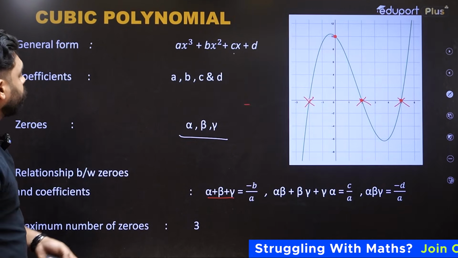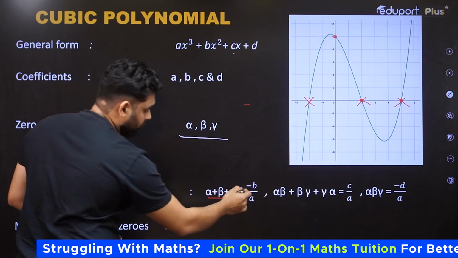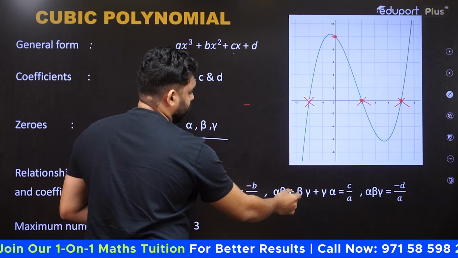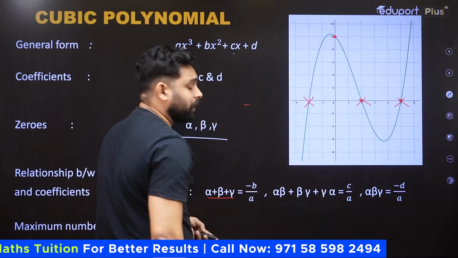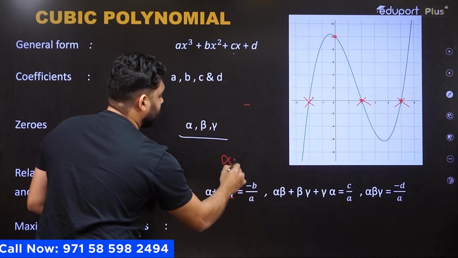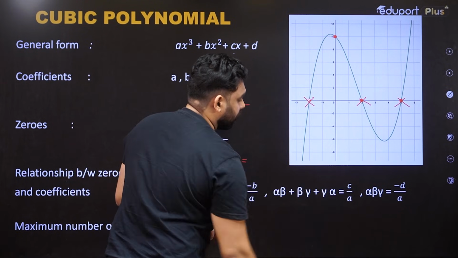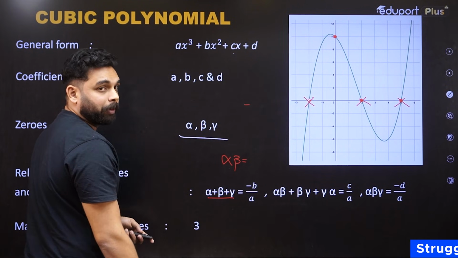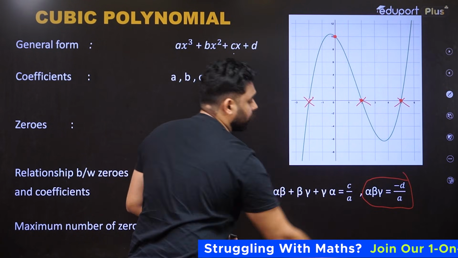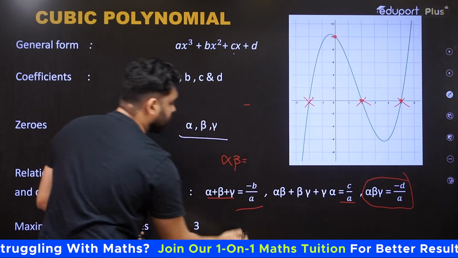Similarly, in the case of a cubic polynomial, alpha plus beta plus gamma, the first thing, is minus b by a. They are similar. Then alpha beta plus beta gamma plus gamma alpha is c by a, which is similar to alpha beta in the case of a quadratic polynomial. In the case of alpha beta gamma, that is minus d by a. Here you are learning a new thing. The rest of the equations are similar.